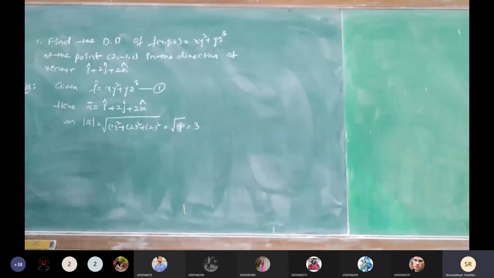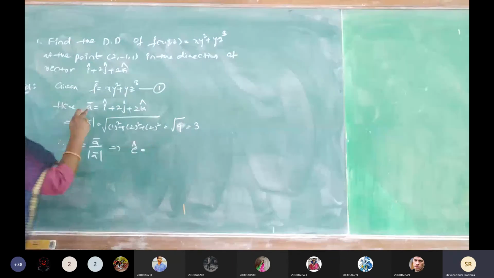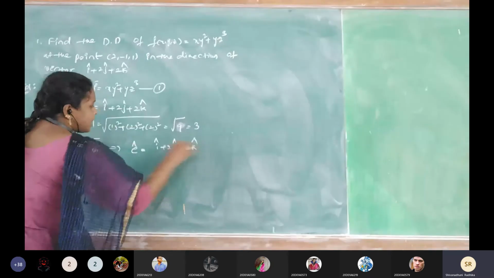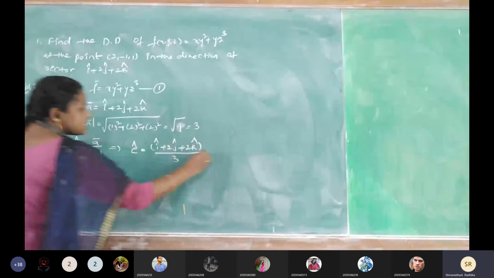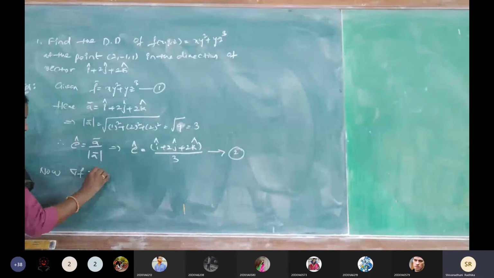Okay, completed. Now the part of e cap. Therefore, e cap equals A bar by modulus of A bar. So e cap equals i cap plus 2j cap plus 2k cap by modulus of A bar, which is 3. So this is the second equation. Now this one is completed. Next, we are going to find del f. Now, del f. Del is already a defined operator.